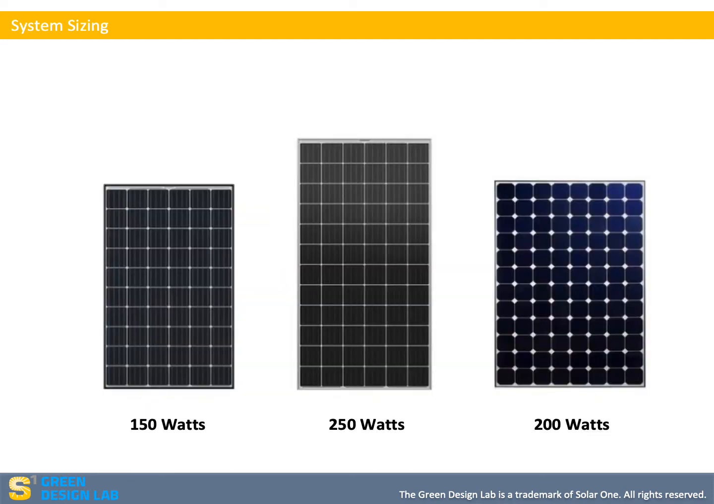Here we have three different solar panels, all of different sizes and wattages. The panel on the left is the smallest and has an output of 150 watts. The middle panel is the largest and produces the most electricity at 250 watts. And the last panel on the right produces 200 watts of electricity.